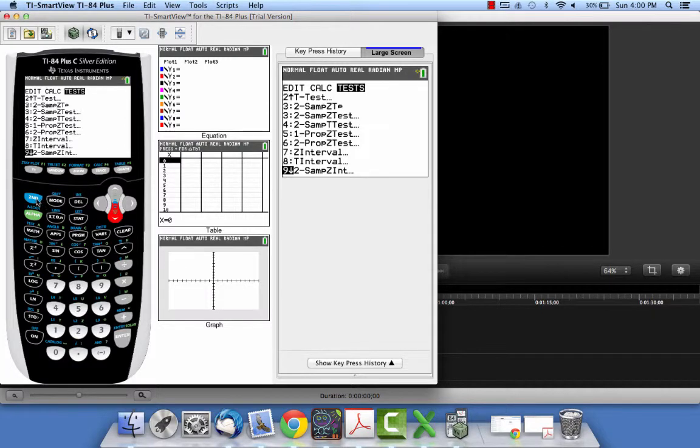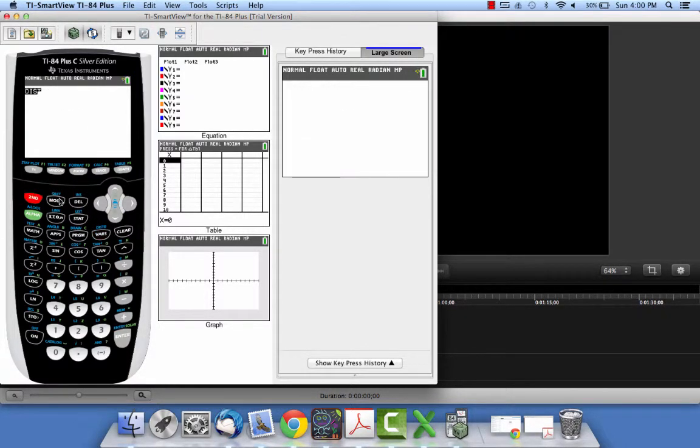The other thing that you might need is distributions. So you see this, oh my goodness, I've just made this go insane. Quit. Okay, so right there above variables, you have distribution. So if you go to distributions, you've got normal PDF.